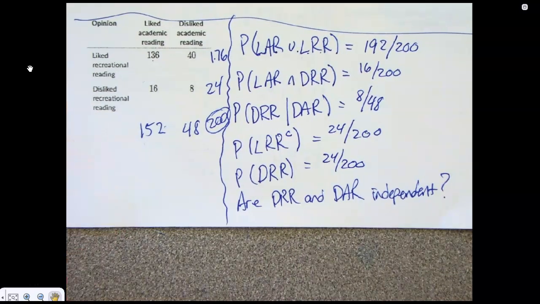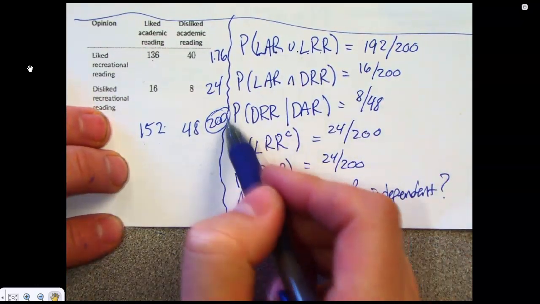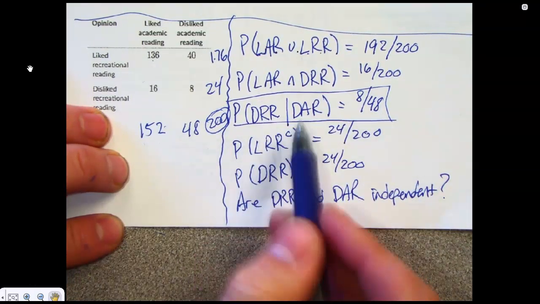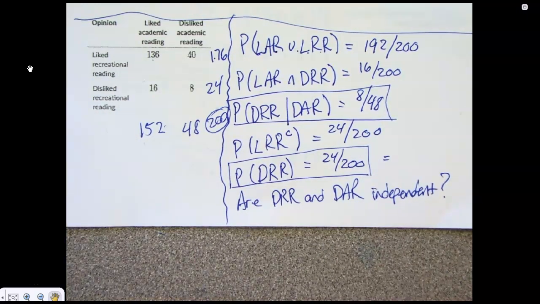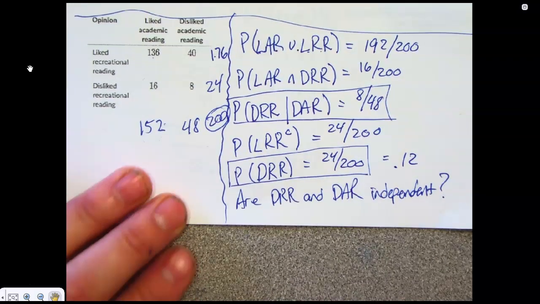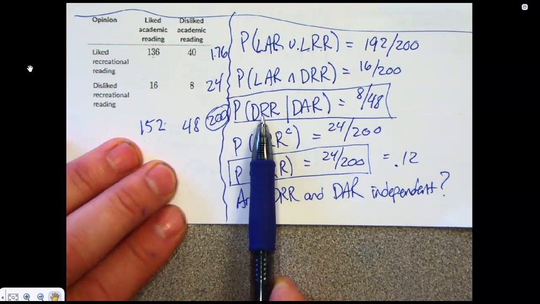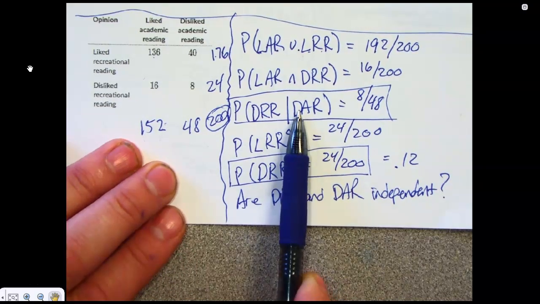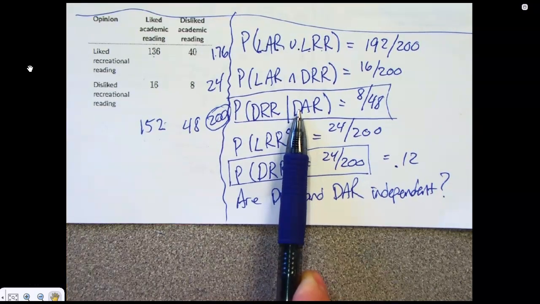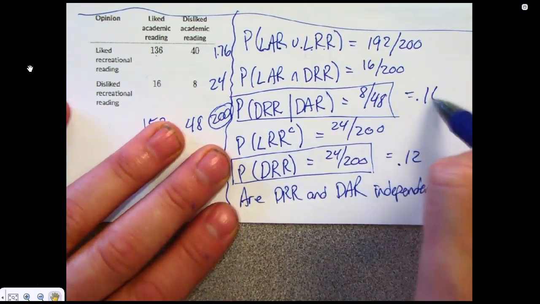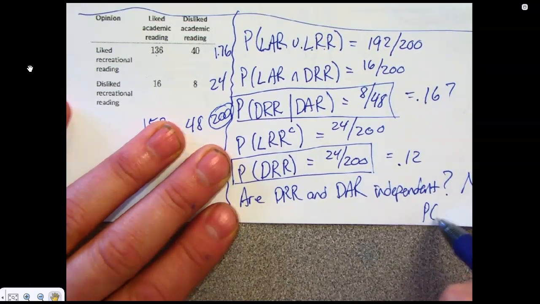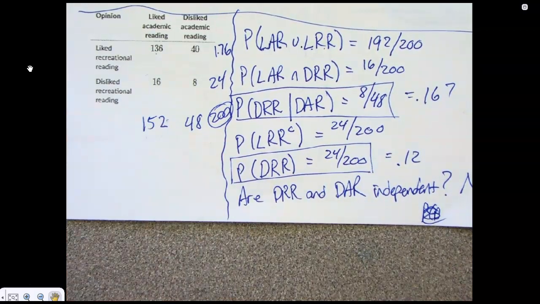And then this is that new stuff I started to talk about. Are DRR and DAR independent? Well, let's start here. Right here, we did the probability of DRR. Let's make that a decimal. 0.12. Up here, I did the probability of DRR if we know DAR. And if DAR has no impact, what would this answer be? It would be 0.12 if it has no impact. That would mean they're independent. But I'm pretty sure that's not 0.12. This is like 0.167. So no, they're not independent, because those two aren't the same.